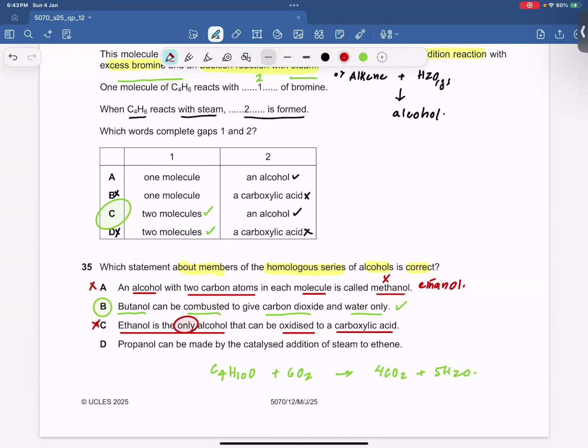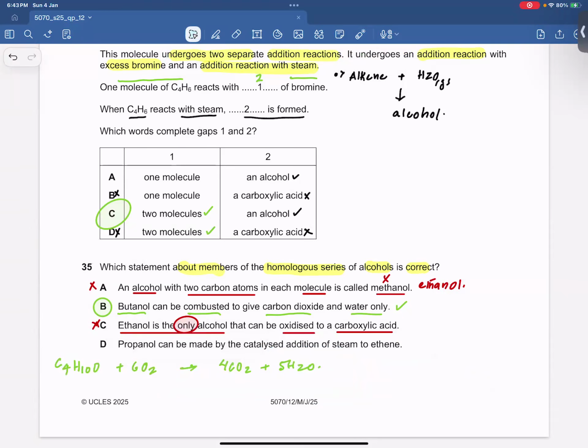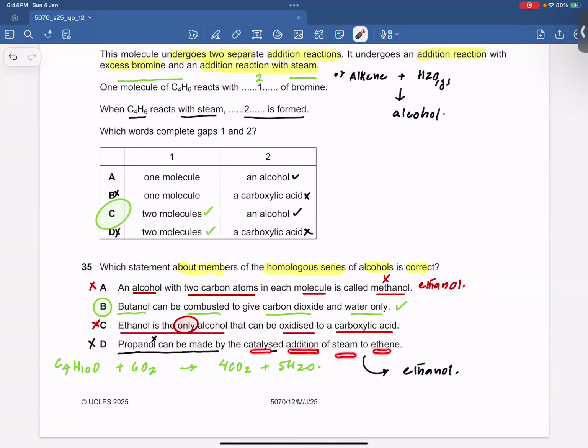Option D: Propanol can be made when ethene and steam undergo an addition reaction in the presence of a catalyst. But when ethene and steam react together in the presence of a catalyst via addition reaction, ethanol is formed, and that's what we have done in the class. Propanol cannot be made when these two reagents react together. So that statement is incorrect, which is why B is definitely the correct answer.